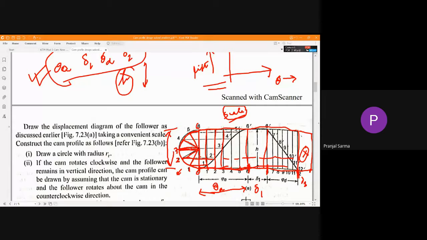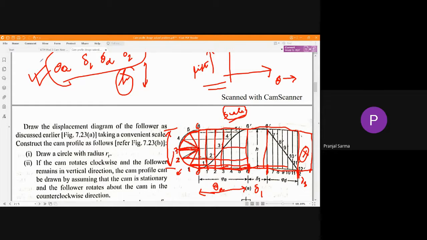Had it been both the strokes, theta A and theta D, that is the ascent stroke and descent stroke with the same type of motion, that is the SHM, then you could have extended these divisions up to this much. Then it would not be any problem. But right now it is not needed because SHM is only there for the ascent stroke. So now from the trace you can either draw this horizontal line throughout the ascent stroke, that is your choice.